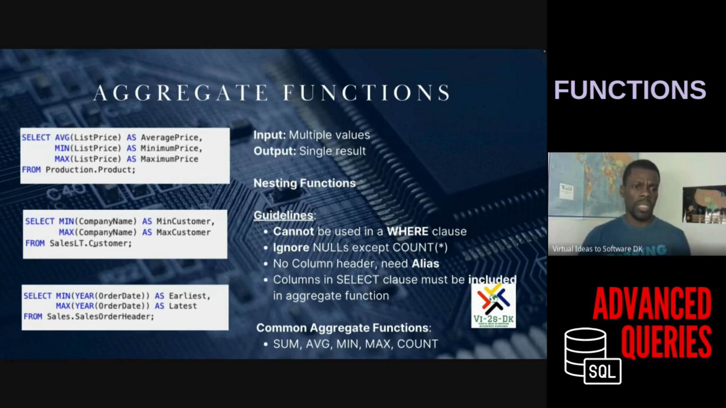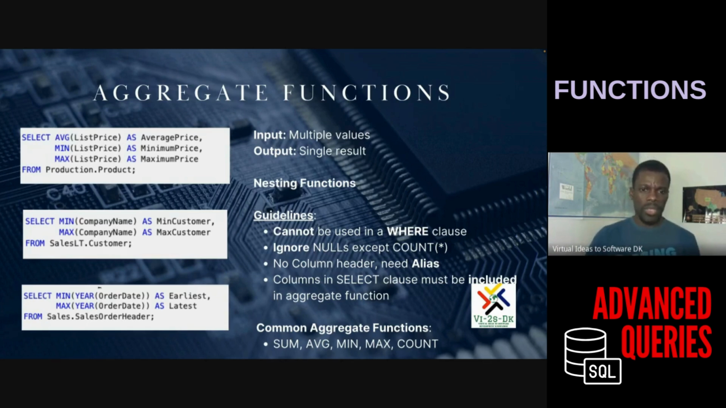Also, you might use minimum and maximum on a text or string value. It doesn't always have to be numeric. In this case, we're using it to check the names of the company. If the company's name is ABC, it's probably going to be the minimum. If the company's name is XYZ, it's probably going to be the maximum.